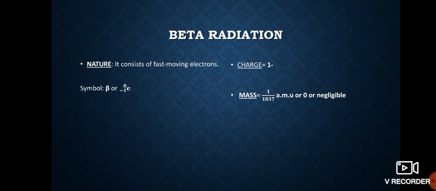Beta radiation. They consist of fast-moving electrons, represented by the Greek symbol beta, or e as the symbol for electron, with a charge of -1 and a mass of 0, or 1 over 1837 AMU, atomic mass unit. This mass is equivalent to the mass of the electron. If you remember, the mass of the electron is about 1 over 1840 AMU. So beta radiations are just fast-moving electrons.